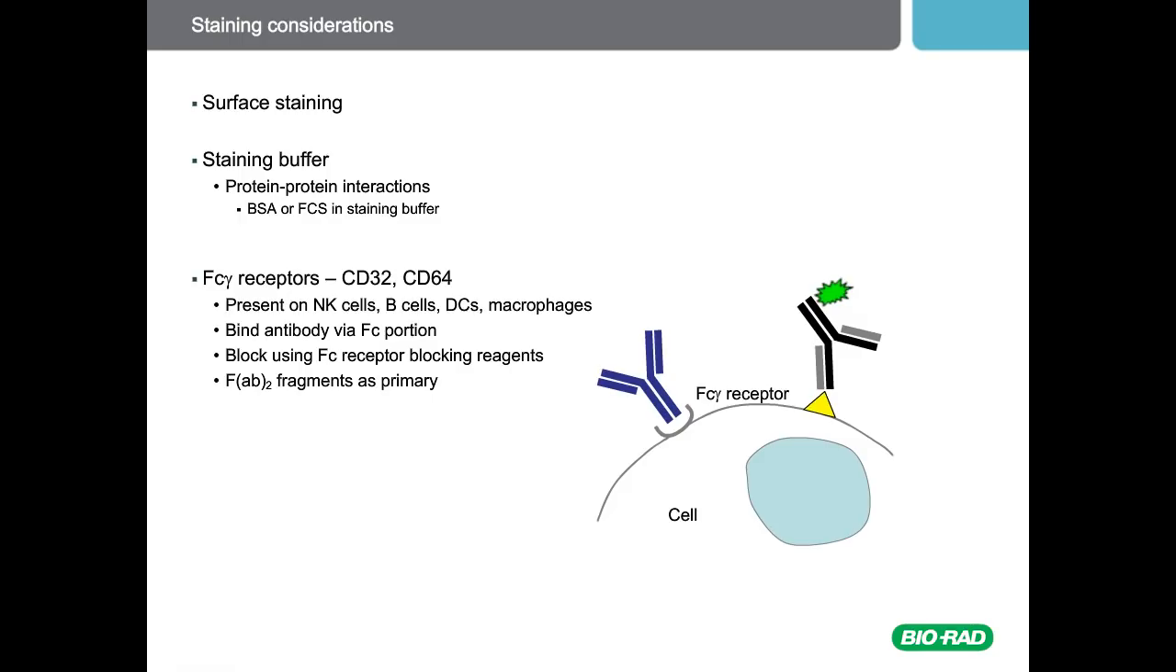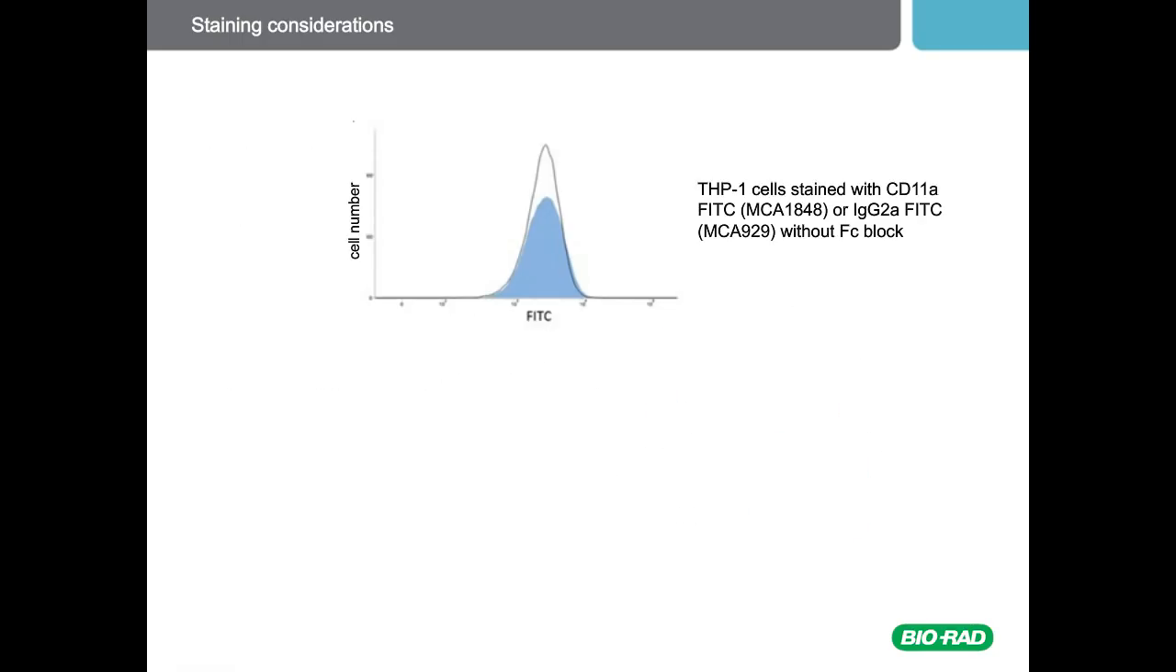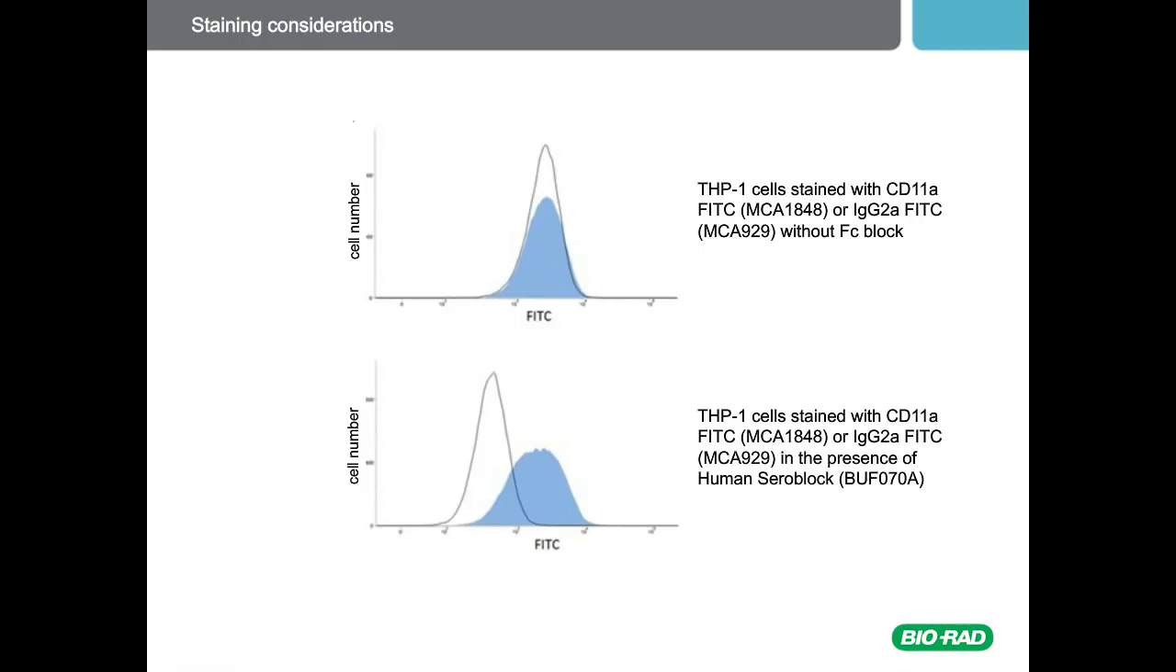As can be seen in this overlaid histogram, THP1 cells, a human monocytic cell line, which has Fc gamma receptors, was stained with CD11A FITC. Without an Fc block, both the negative isotype control, which is the black line, and stained cells, the filled blue histogram, are positive for CD11A. However, as can be seen on this overlay below, when an Fc block is added, there is a clear difference between the isotype control and the positive cells.